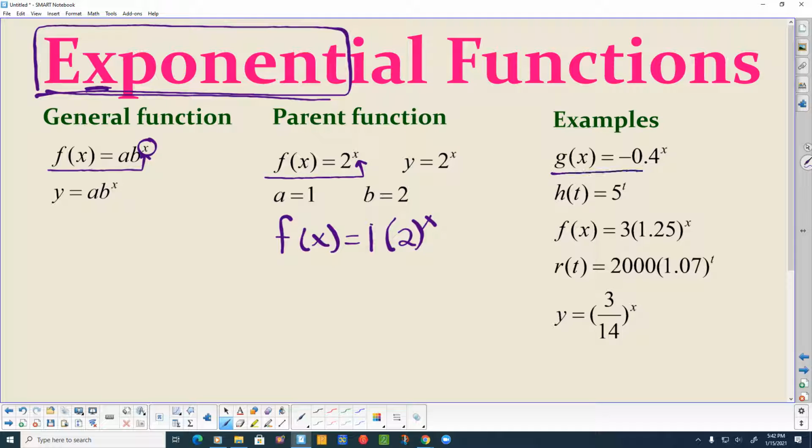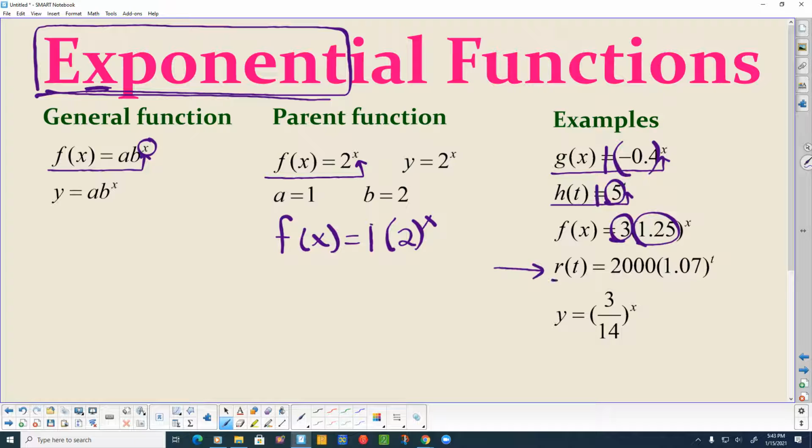G of x equals negative 0.4 to the power of x. Your a is an invisible 1. Your b is your base. H of t equals 5 to the power of t. Here's your b. A is an invisible 1. I'm going to look at this one. Here's your a. Here's your b. It's easier to see.